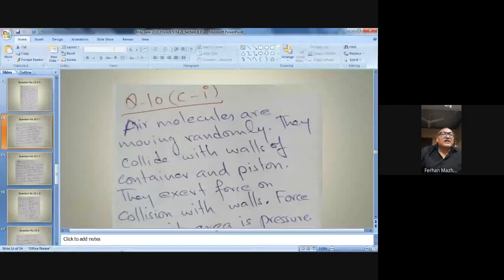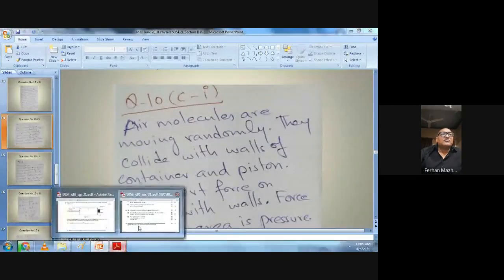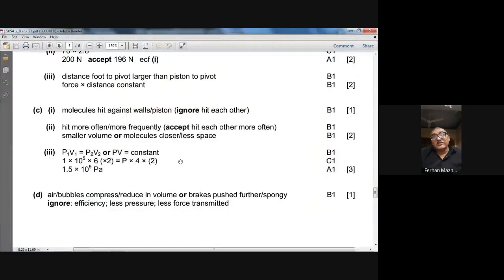And let's check the marking scheme. What the marking scheme says, it's a 1 mark question. Molecules hit against the walls, piston; ignore, hit each other. So the answer I wrote, that's a good answer.